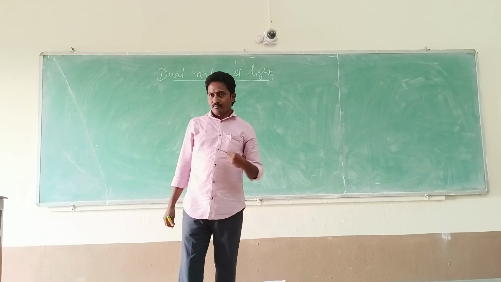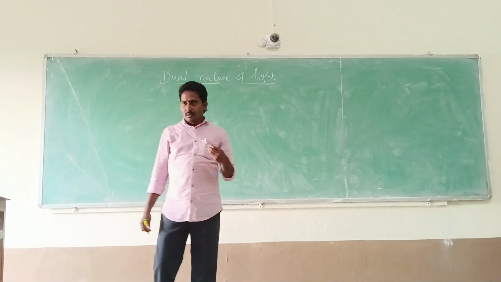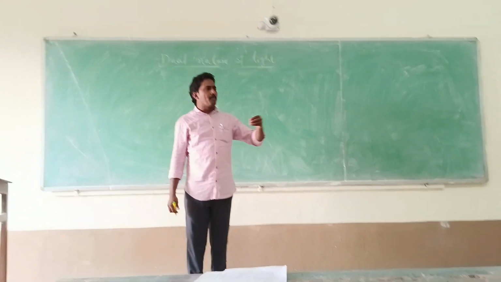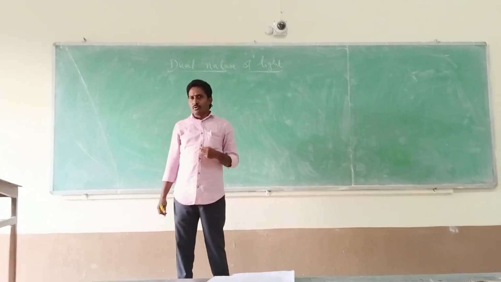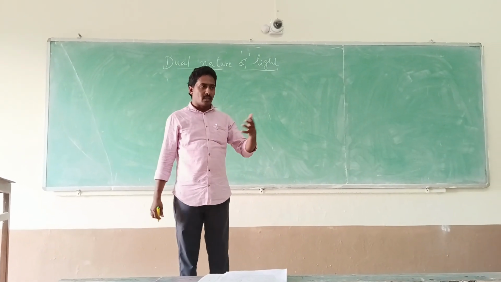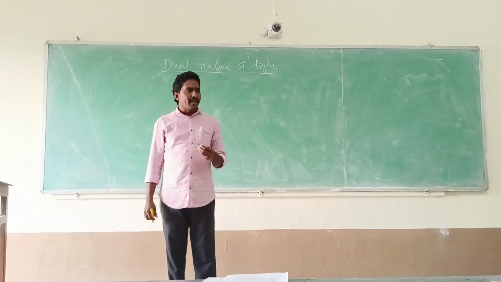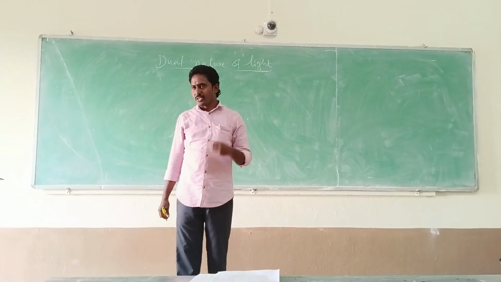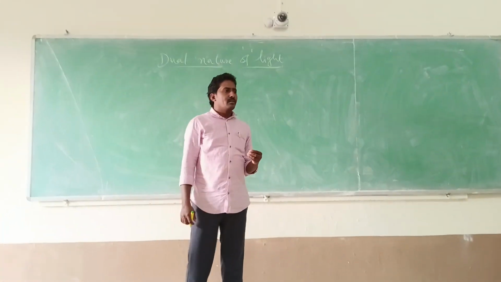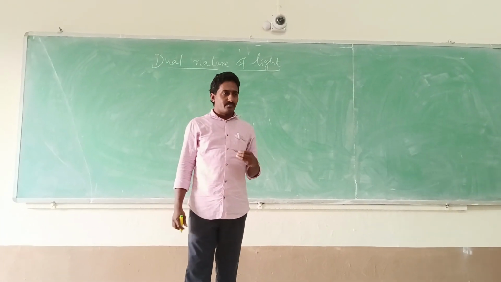What is light? You know that light is a form of energy. Light is a form of energy traveling through space with enormous velocity. The velocity of light is 3 × 10^8 meters per second. It is also known as the speed of light. And light does not require any medium for its propagation. Even in vacuum and in a medium, it travels with a velocity of 3 × 10^8 meters per second, that is 3 lakh kilometers per second.